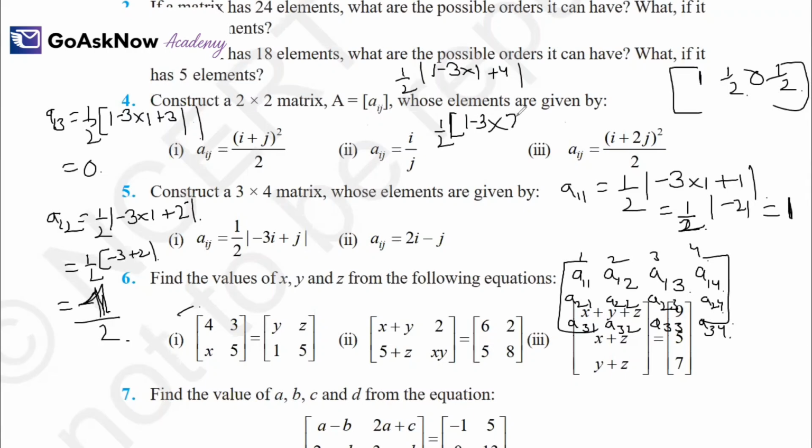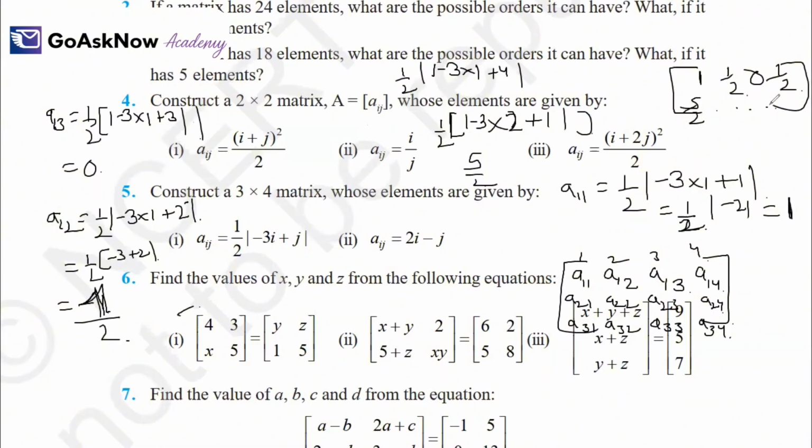So the value will be 2 here. So 2 plus what? 1. Just solve it, you will get 5 by 2. It will be 5 by 2. So in this way, you can find out all the elements.